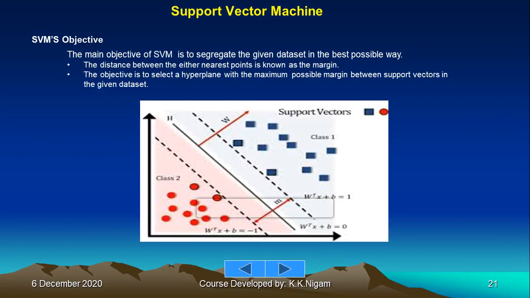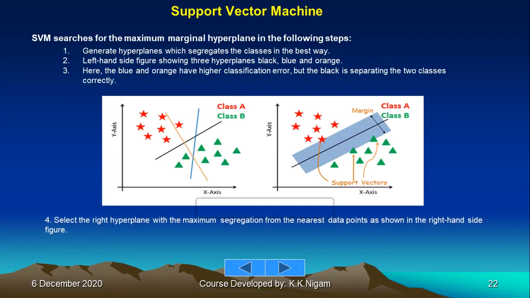Now, the main objective of SVM is to segregate the given data set in the best possible way. The distance between the nearest points is known as the margin. The objective is to select a hyperplane with the maximum possible margin between support vectors in the given data set. So the SVM searches for the maximum margin hyperplane in the following steps. Number 1, generate hyperplanes which segregate the classes in the best way.